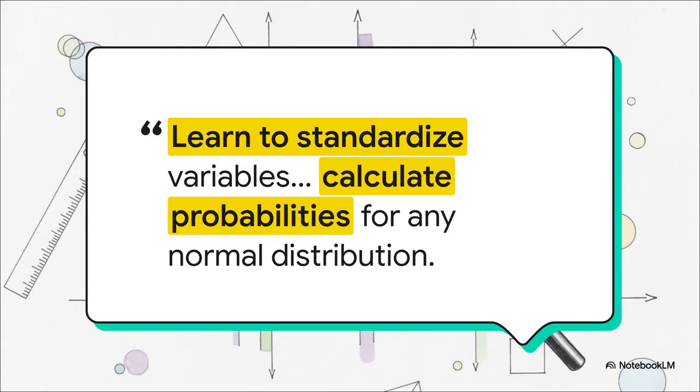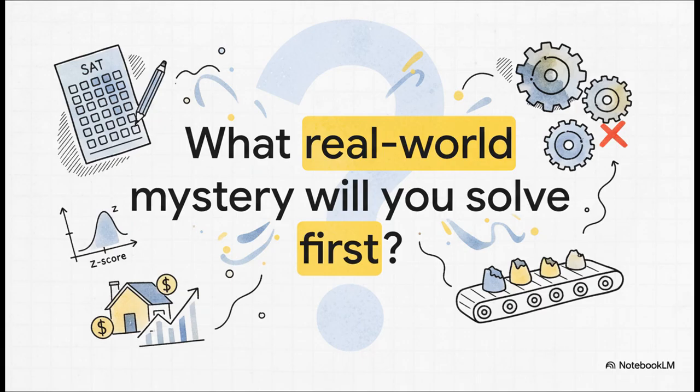And this isn't just some neat trick for a class. Seriously, the ability to standardize variables is one of the most fundamental, most critical skills in all of statistics. It's the foundation for so much of the data analysis that literally shapes our world. So now you have the tool. You have this universal translator that can put SAT scores, housing prices, or even manufacturing defects all on the same level playing field for a truly fair comparison. So the only question left is, what real-world mystery are you going to solve first?